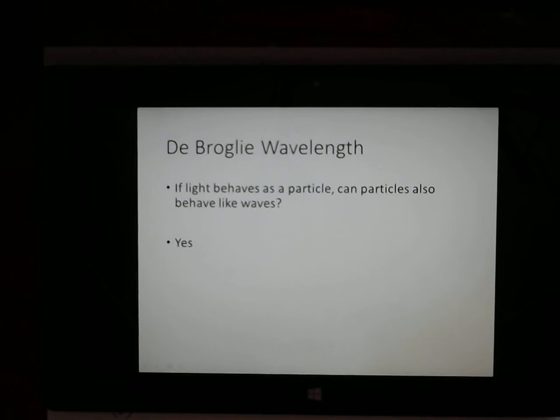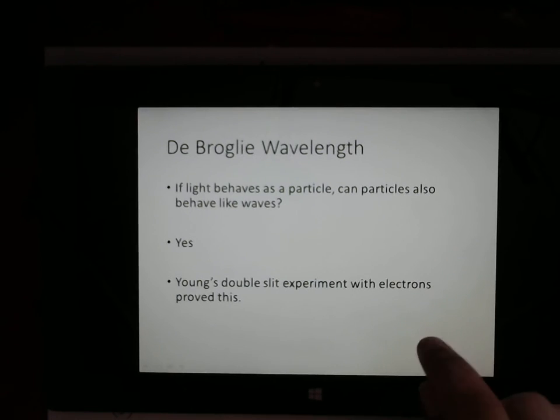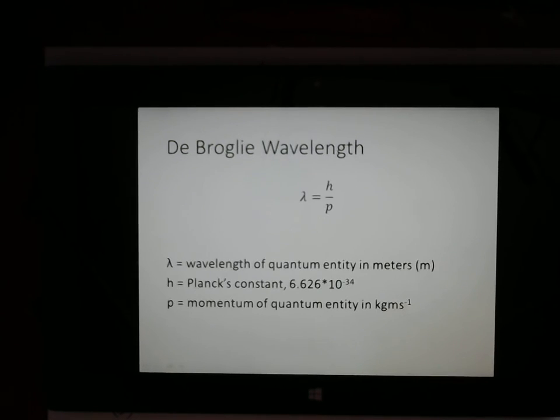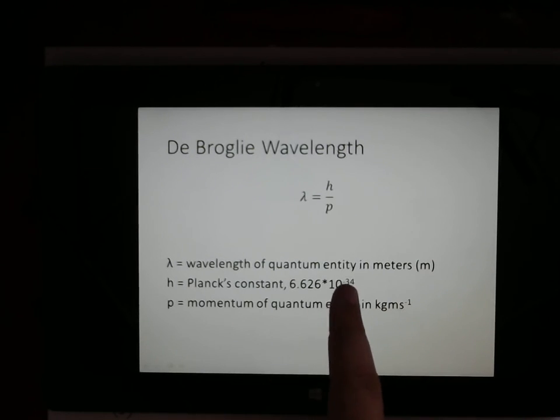So let's have a look at the formula again. I've got exactly the same formula here, but instead of saying the wavelength of light and the momentum of light, I've replaced these with wavelength of quantum entity and momentum of the quantum entity. Remember, a quantum entity could be light or an electron. It doesn't change anything else, but now instead of us just going, yeah, it's about light, it's about very, very small things. So small things have a wavelength when they're moving.